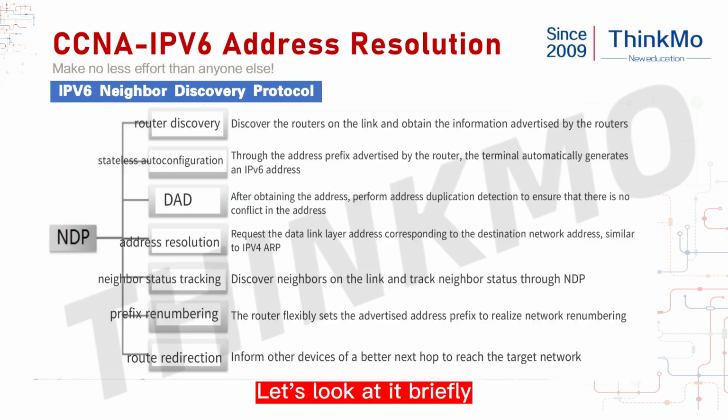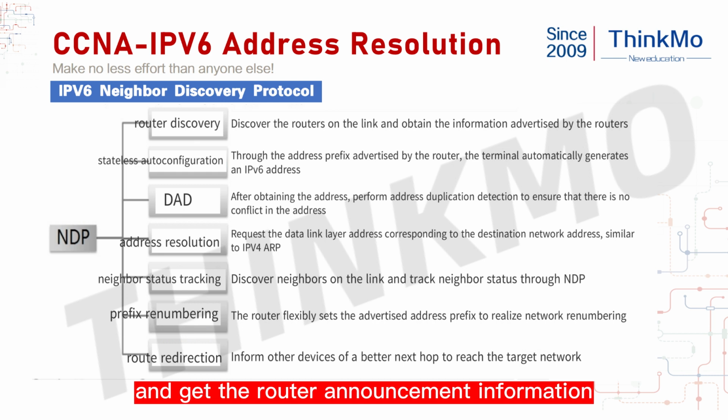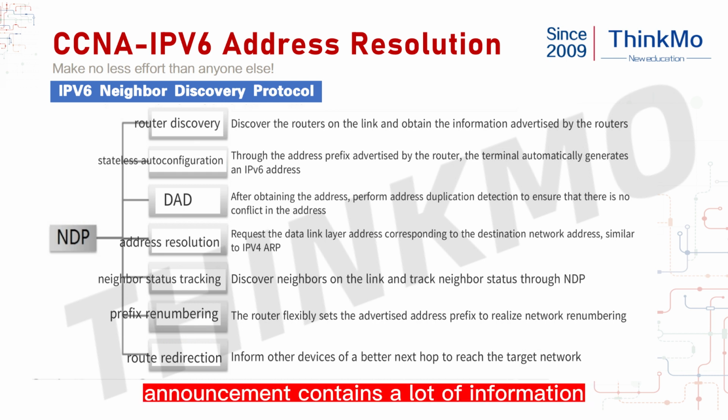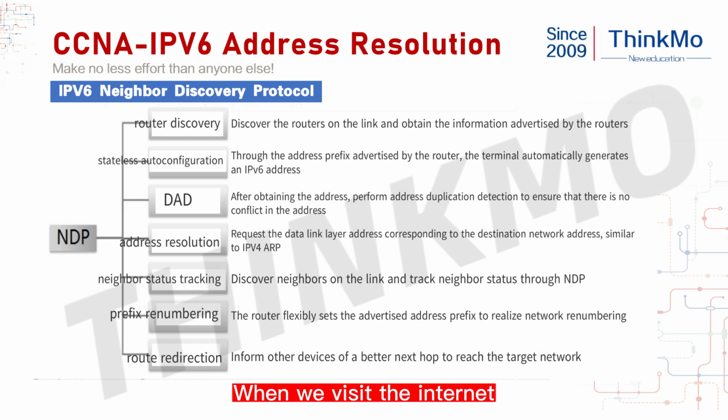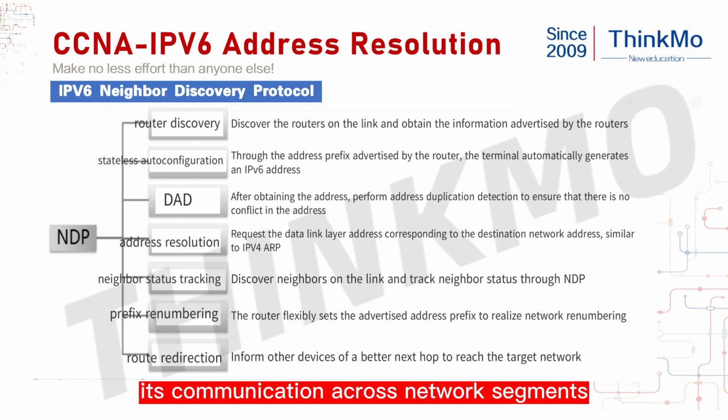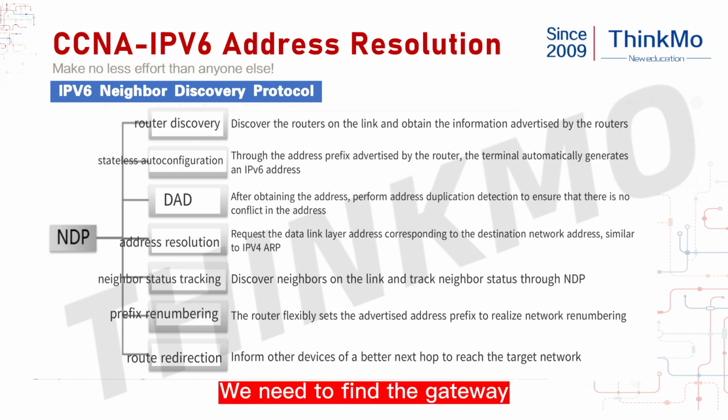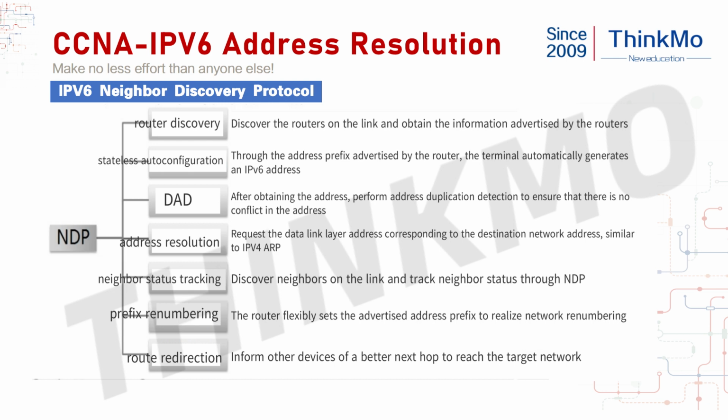Let's look at it briefly. It can realize router discovery. Discover the router on the link, and get the router announcement information. Of course, the announcement contains a lot of information. Let's say a PC is connected to a router. In general, the router advertises that it can serve as a gateway for this PC. When we visit the internet, it's communication across network segments. We need to find the gateway. So in IPv4, there is usually a gateway address. So the discovery function of the router is very important.